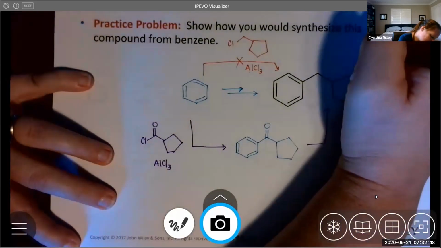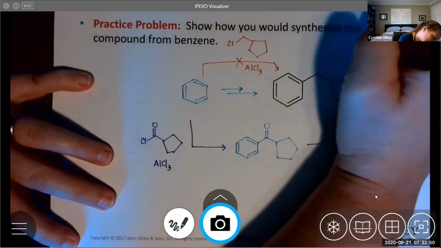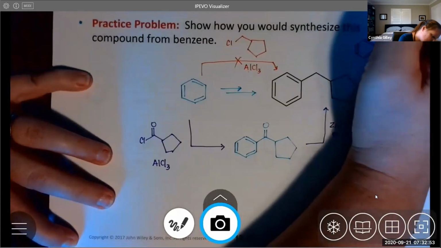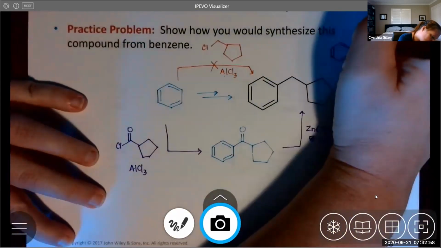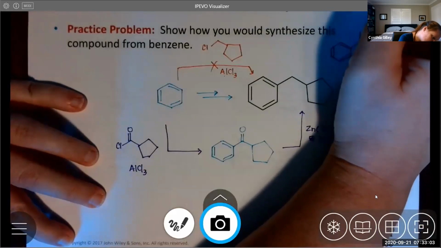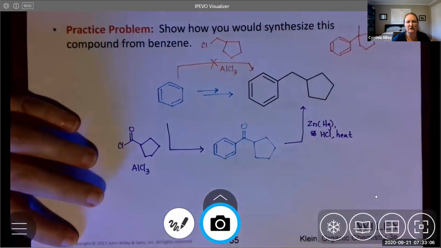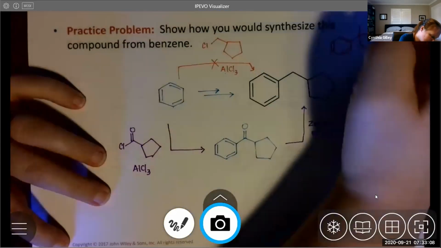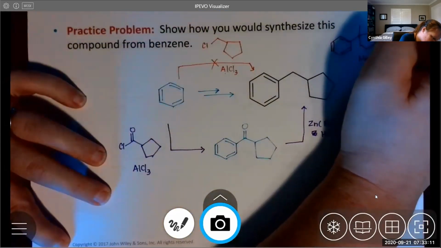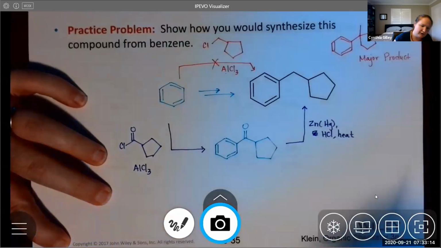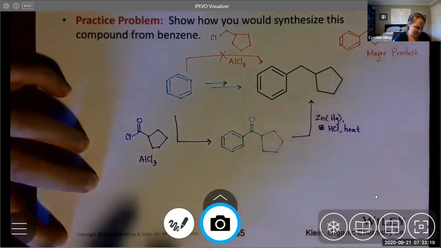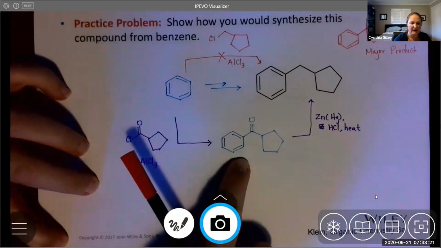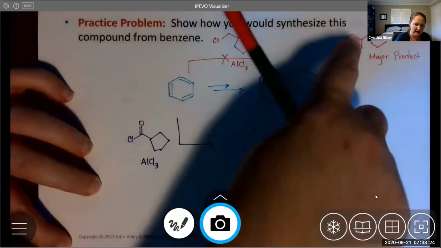You would most likely get a significant amount of a totally different product that you were presumably not aiming for, which would be the rearranged product, which looks like this one. So this would be the major product from the Friedel-Crafts alkylation reaction. So we don't want to do that. Instead, it's much better to do an acylation followed by a reduction than an alkylation.